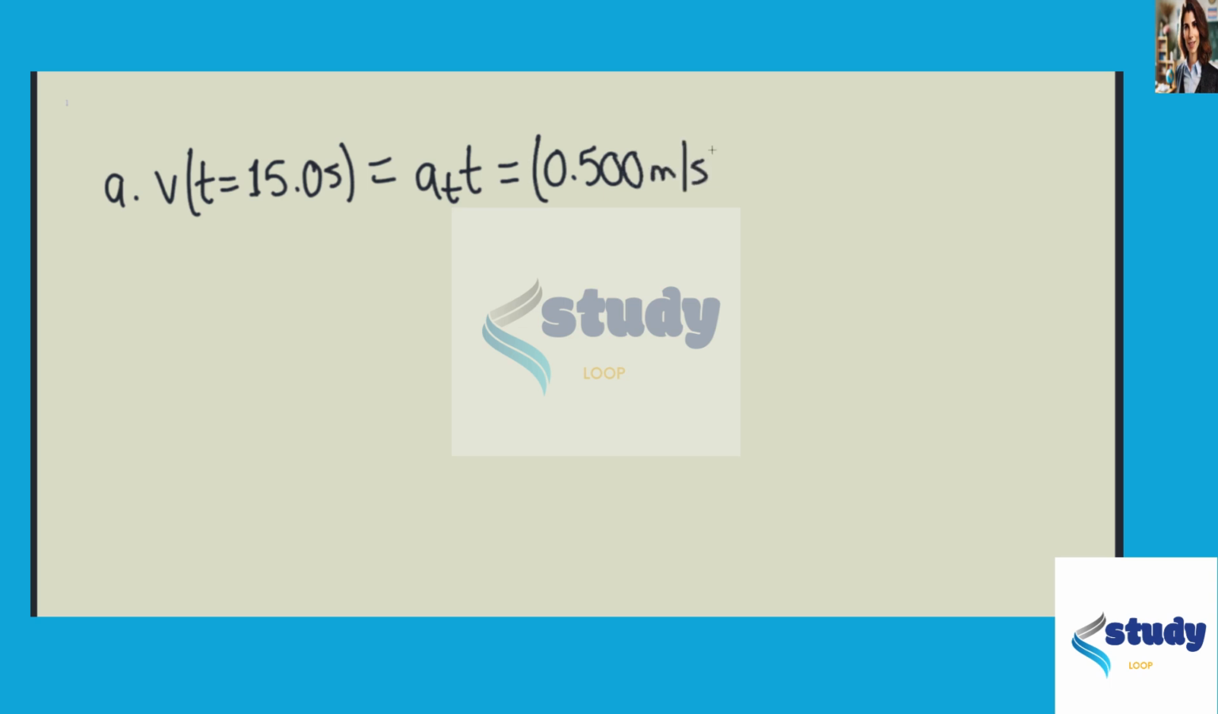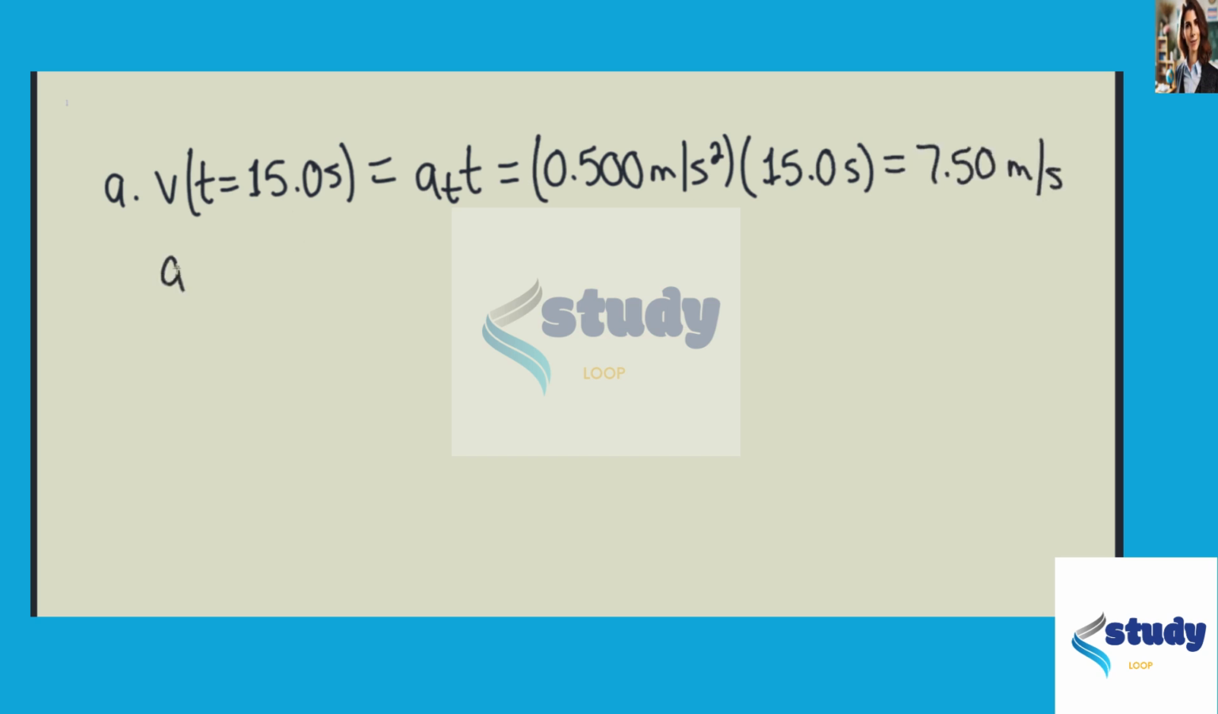So for part A, we can say that the linear speed v at t equals 15.0 seconds would be equal to the tangential acceleration multiplied by t. This would be equal to 0.500 meters per second squared multiplied by 15.0 seconds, giving us 7.50 meters per second.